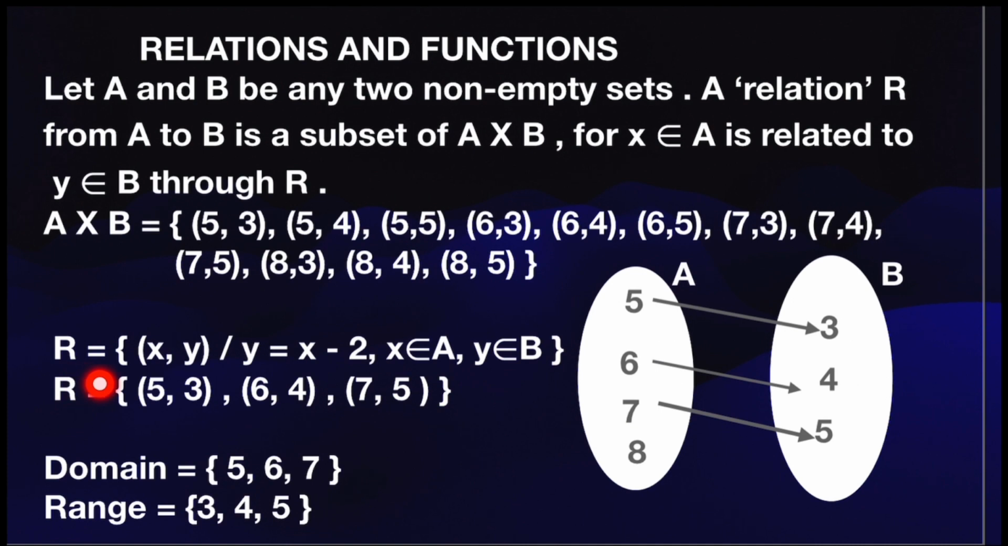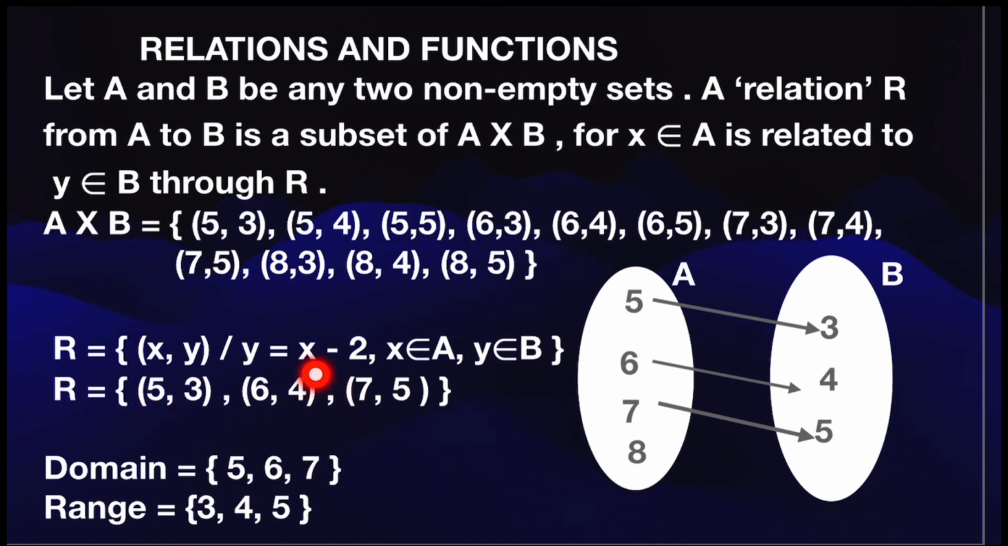So this is also a set of ordered pairs (x, y) such that y is equal to x minus 2, where x belongs to A and y belongs to B. So it is a set of only those ordered pairs which satisfy this relation between x and y. We cannot take other ordered pairs. So here, supposing the value of x is 5, the value of y will be 5 minus 2, 3. So 5 and 3 satisfy this relation, so we'll put it in the set R.